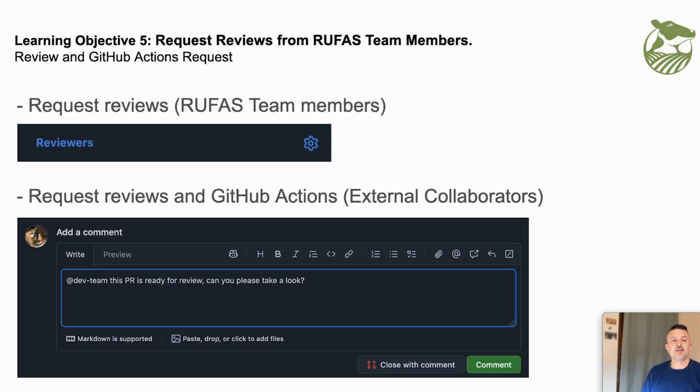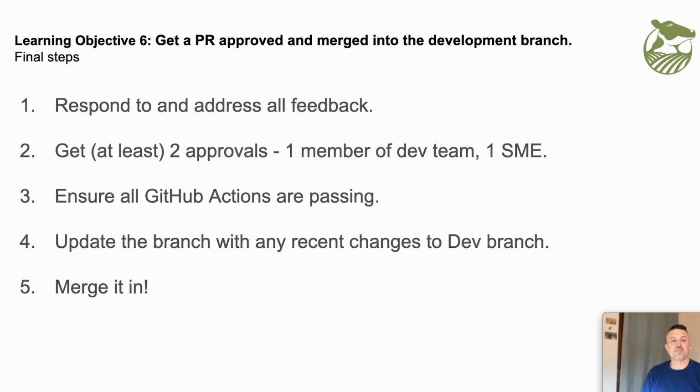If you are an external collaborator with RuFaS, we're excited you're making contributions to the codebase, but you won't be able to assign specific reviewers to the code. And as noted earlier, you won't be able to trigger GitHub actions on your PR either. To get these processes moving, please go to the comments section of your PR and tag @devteam, and one of the members of the software development team will be notified and will respond and get the process moving for you.